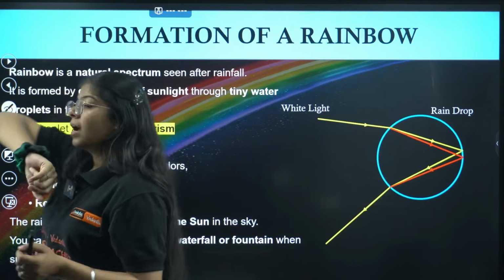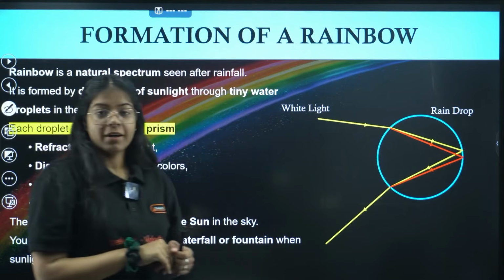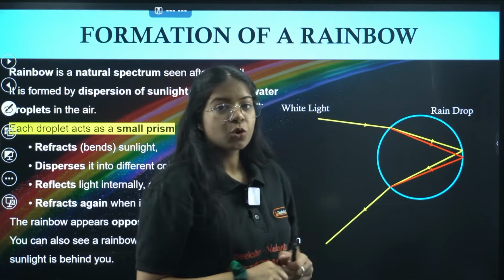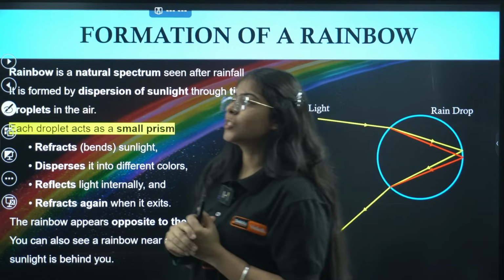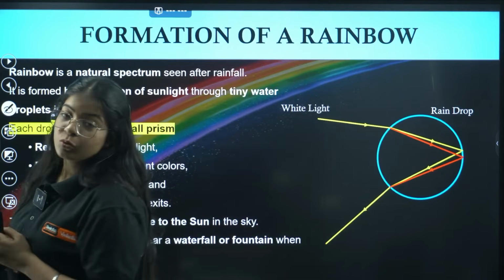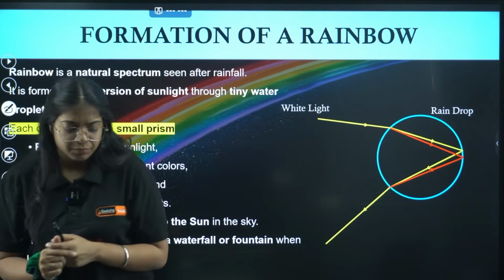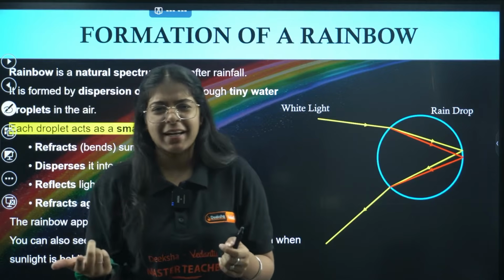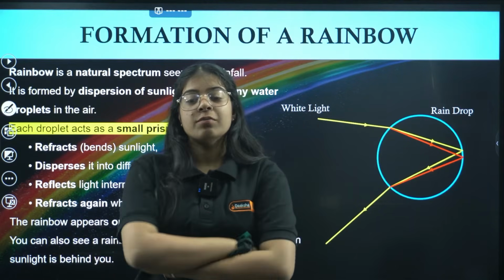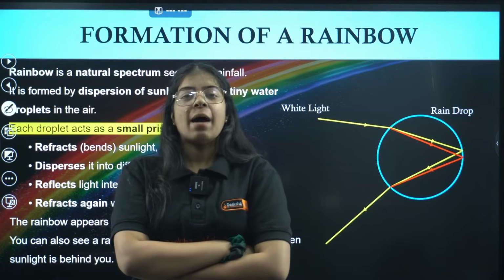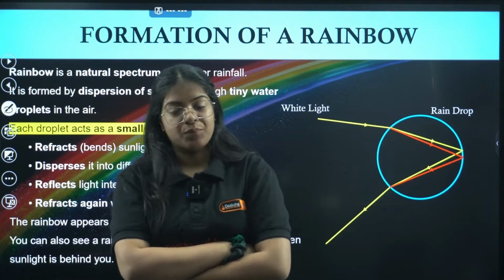Next is the formation of a rainbow. Now, you see orange skies, pink skies, you see blue clouds, also you see a rainbow. This should be connected, right? Colors in the sky. So, what happens in the formation of a rainbow?